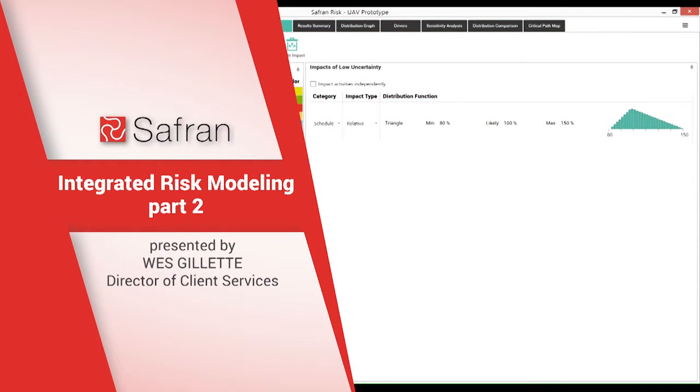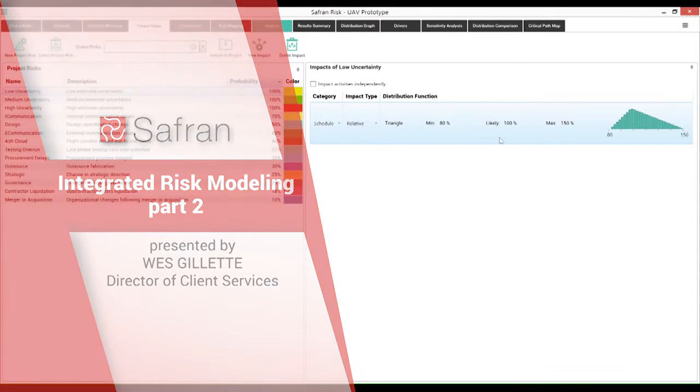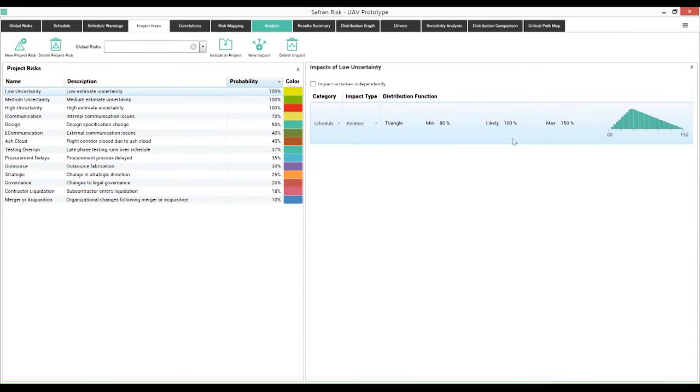How do we model an uncertainty factor? Well, as I said before, we mark it as 100%. In this case, I'm pointing out a schedule factor. It's a relative impact. What that means is my impact is going to be percentage-based, right? So we're going to apply this percentage factor against the duration of the activity. That means it's equally applied to every activity based on the overall duration, right? We're scaling the durations of those activities.